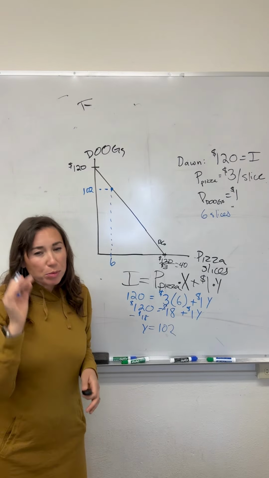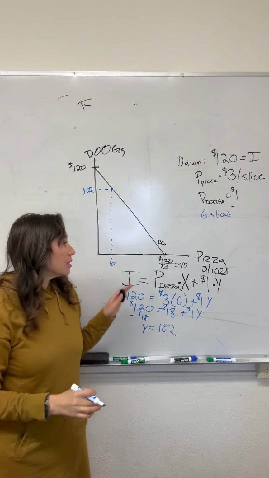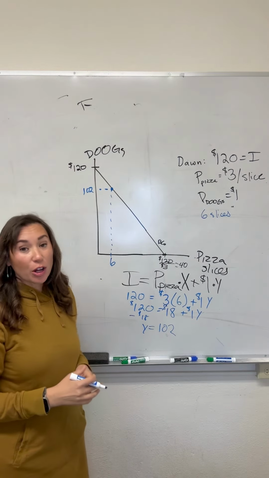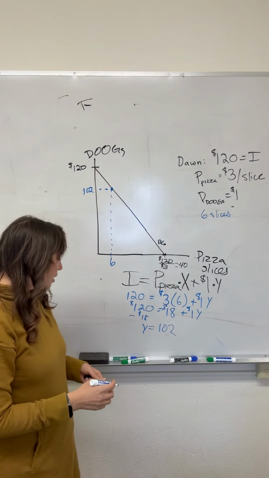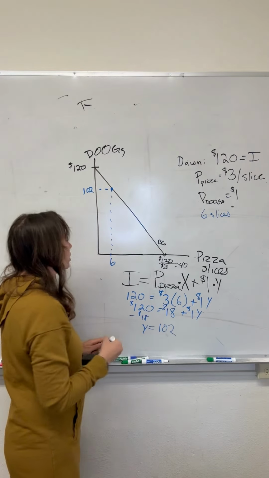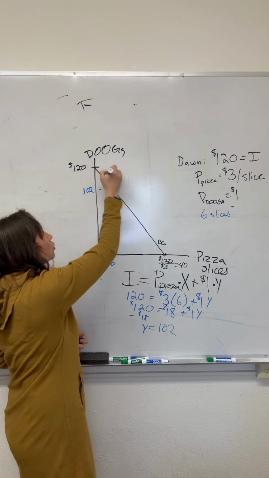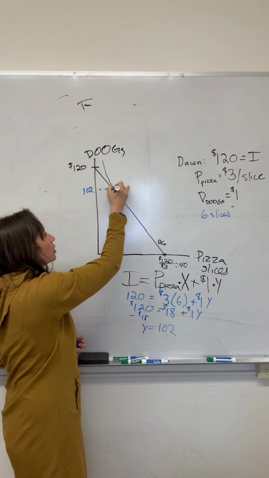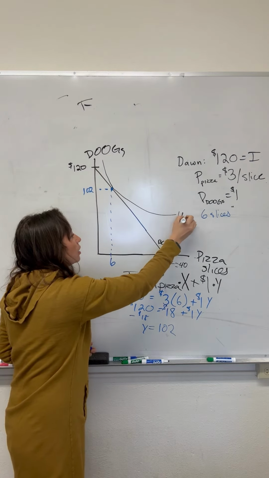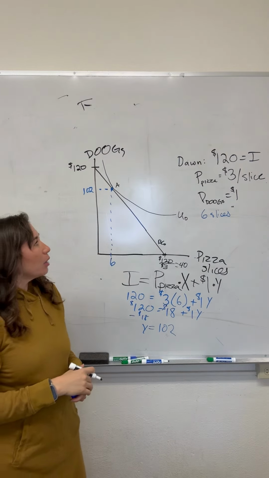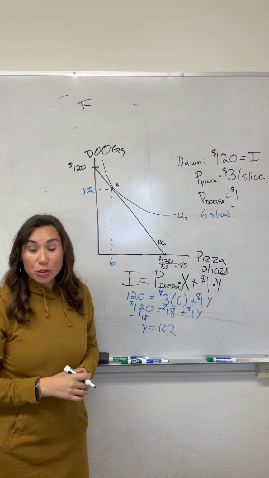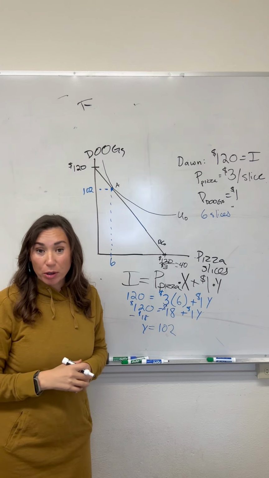And so because we're observing her consuming 6 slices of pizza and 102 units of everything else, then we know she is at, in fact, a point of tangency. And what this means is we can draw an indifference curve that's convex to the origin, downward sloping, and just tangent at, we'll call this point A. And point A represents Dawn's initial consumption level before any market shocks.